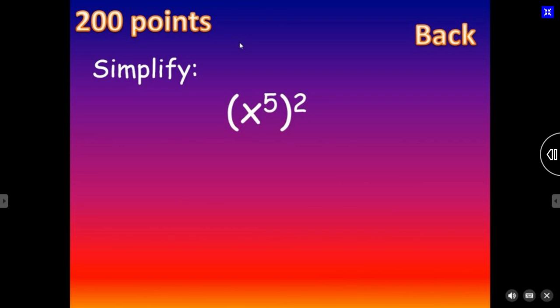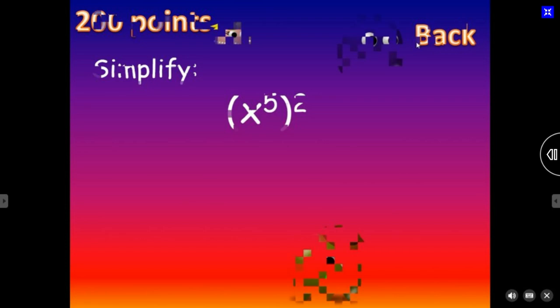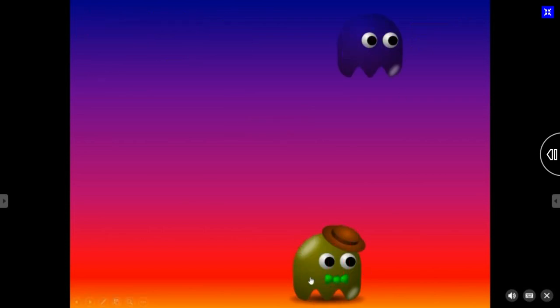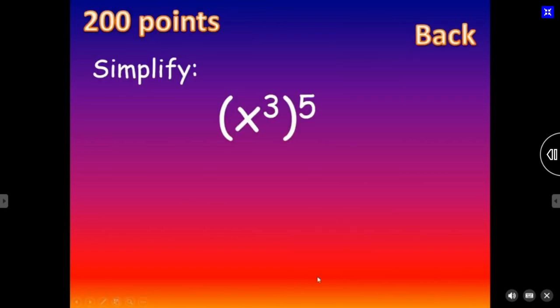Alright, the dude with the hat. The dude with the hat. The fancy guy. Alright, Mr. Bowtie. Mr. Bowtie is problem 11.